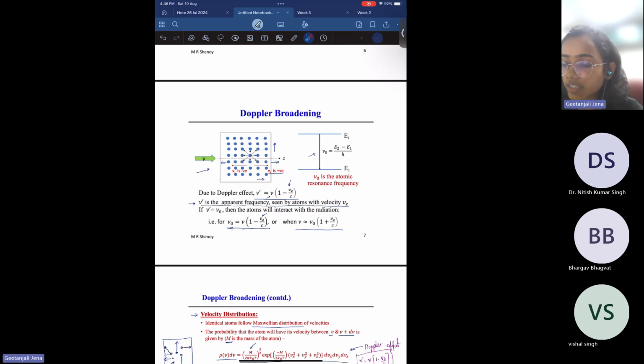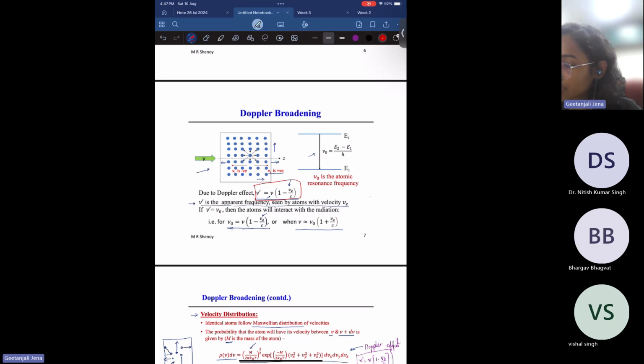Let's say you are incident with radiation of frequency nu. What will happen is that these atoms propagating in different directions will experience frequencies that are less than nu and greater than nu. Instead of experiencing the frequency nu, they will experience frequencies less than and greater than nu. This is because of the Doppler effect, which is given by this expression: nu dash is nu into 1 minus Vz by c, where nu dash is the frequency seen by the atoms, and nu is the frequency of the incoming radiation.